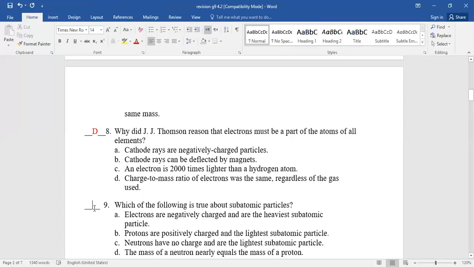Number 9, which of the following is true about subatomic particles? Number A, electrons are negatively charged and are the heavy subatomic particles. That's not possible. Number B, protons are positively charged and the lightest subatomic particles, and that's not true either. Number C, neutrons have no charge and are the lightest subatomic particles, and that's not true. They have no charge, but they are not the lightest. And protons are positively charged, but they are not the lightest either. Number D, the mass of a neutron is nearly equal to the mass of a proton, and that will be the true answer for that.